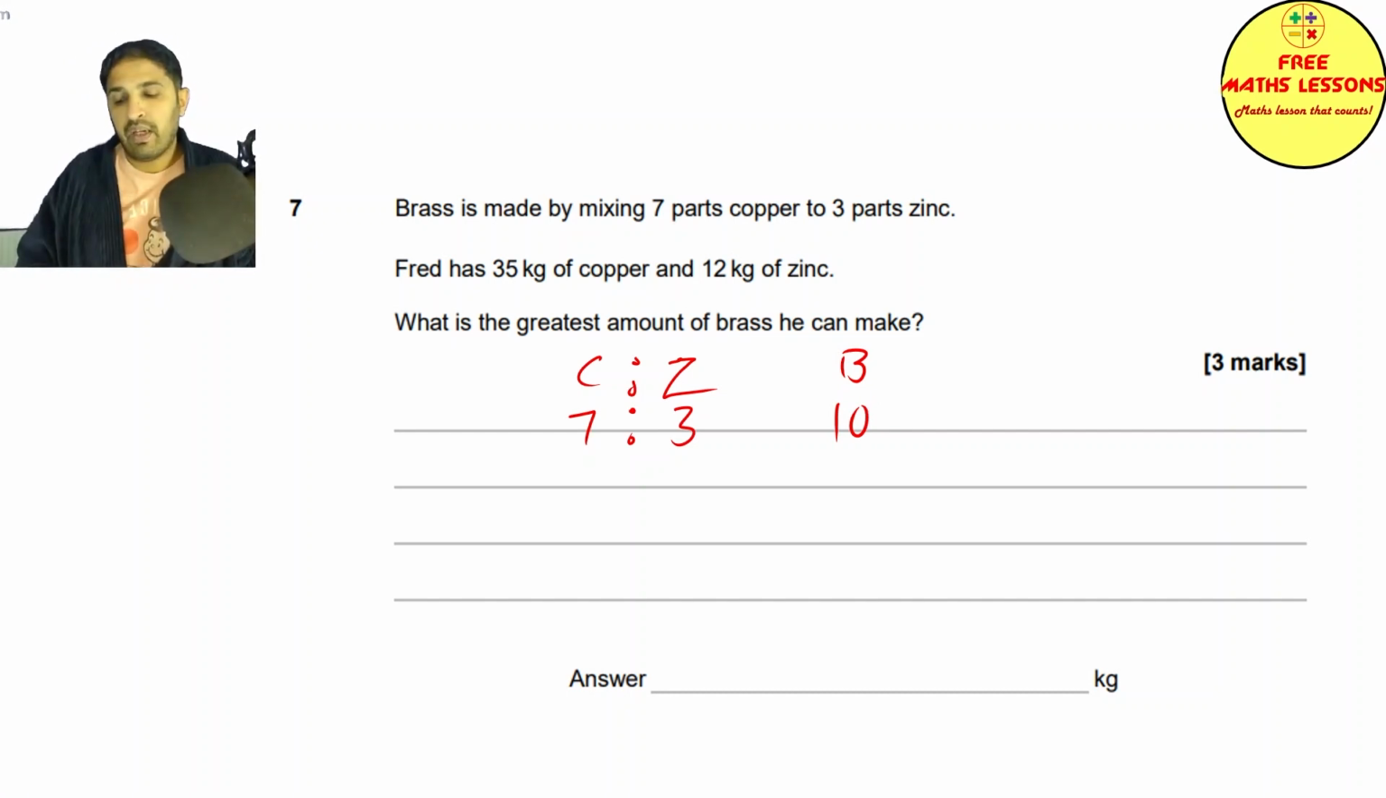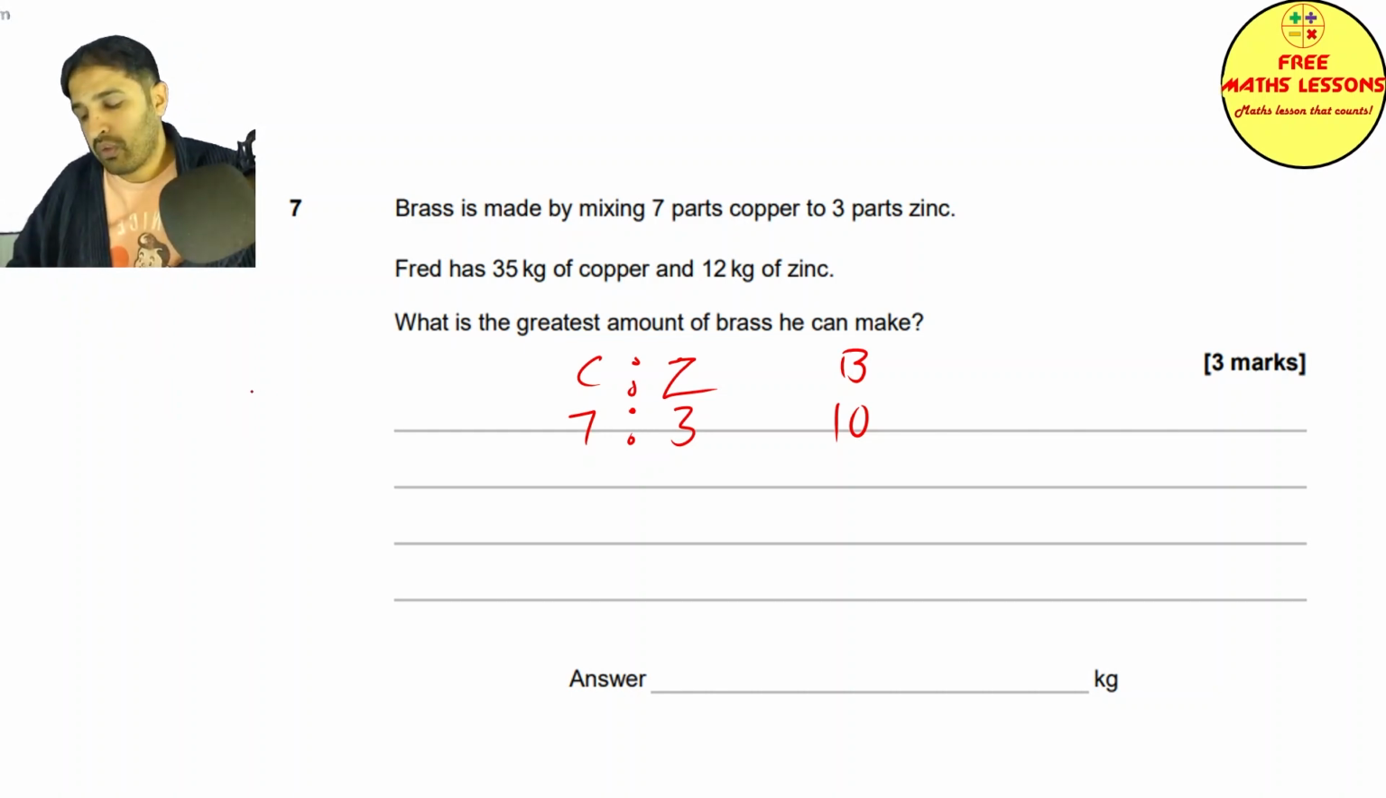Fred has 35 kilogram of copper and 12 kilogram of zinc. What is the greatest amount of the brass he can make? So we need to be using the same ratio. We're going to find out how many times I can use 7 with 35 and how many times I can use 3 from the 12 kg. That's how many times I can make it. You can make it 4.2 times, 4.5 times, 6 times, or 7 times, whatever it is, as long as you use that ratio.